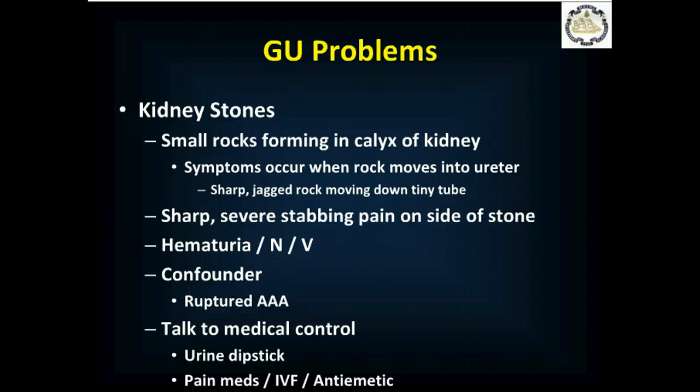You're going to want to dip their urine with a urine dipstick to see if there's blood. If there is, that helps a lot. It's not 100% saying it's a kidney stone, but it is pretty helpful. And then pain meds, IV fluids, anti-nausea, anti-vomiting medications. And if you can't control their symptoms, you may end up having to evacuate them.